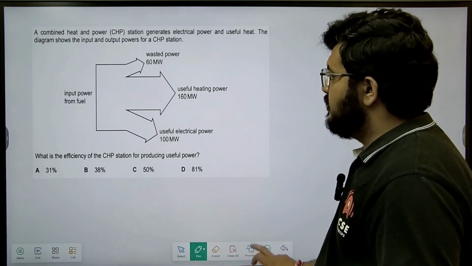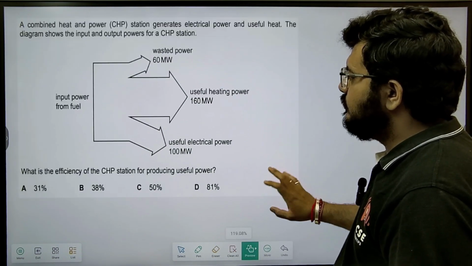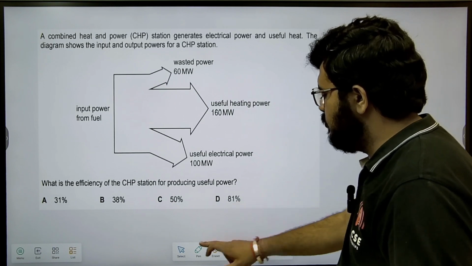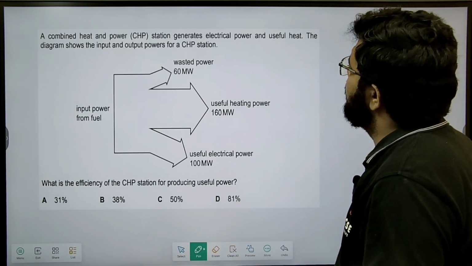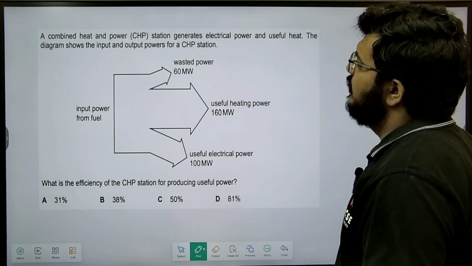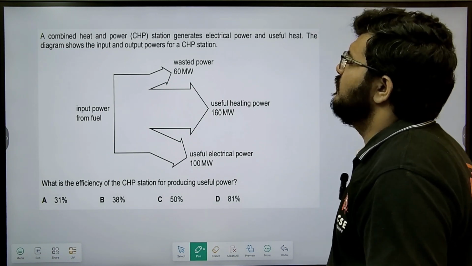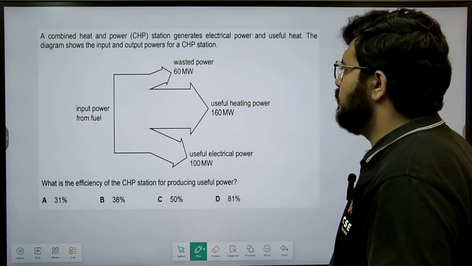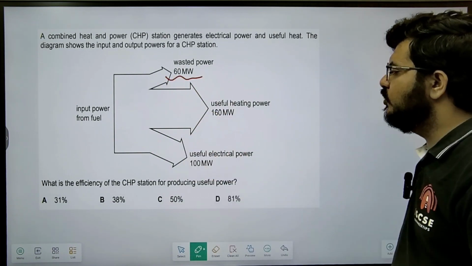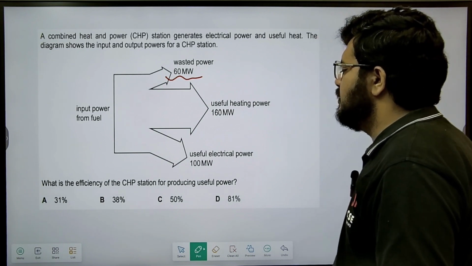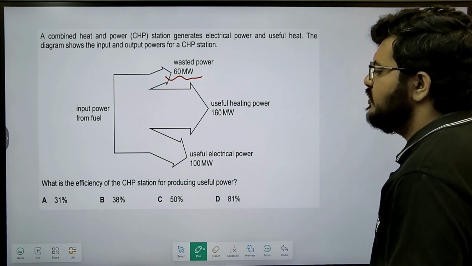Then we have this, a rather easy question, but let's do this. A combined heat and power station generates electrical power and useful heat. The diagram shows input and output powers for a CHP station. Input power is so much. Wasted power clearly given as 60 megawatt. Useful heating power 160 and useful electrical 100. What is the efficiency of the CHP?